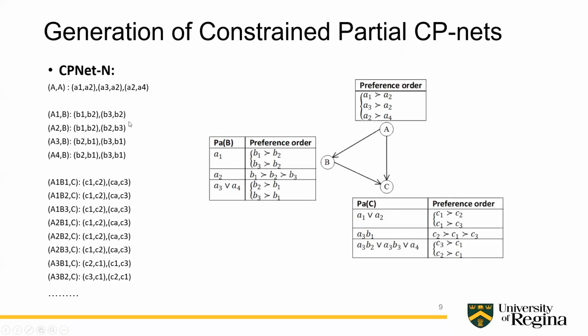So this is an example of a generated CP network. Let's say our CP network looks like this graphically, which is determined by the values on the left. It says that for variable A, A1 is preferred to A2, A3 is preferred to A2, and A2 is preferred to A4. So this is how the values are generated.